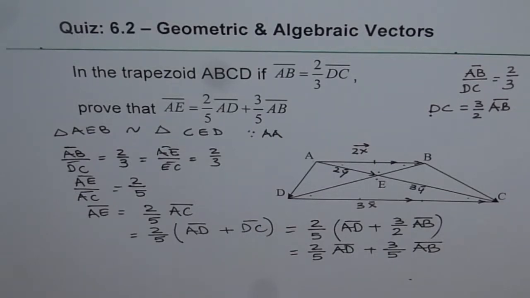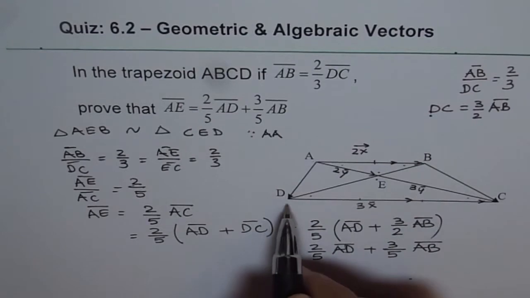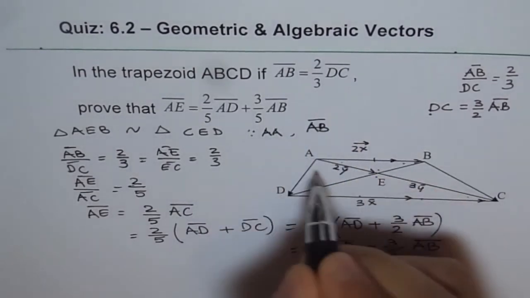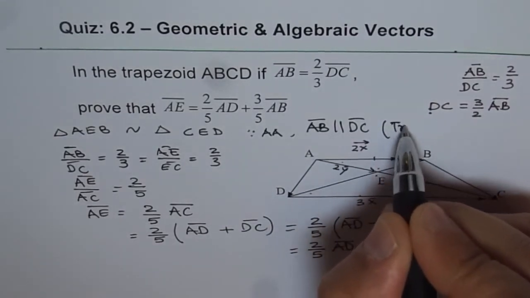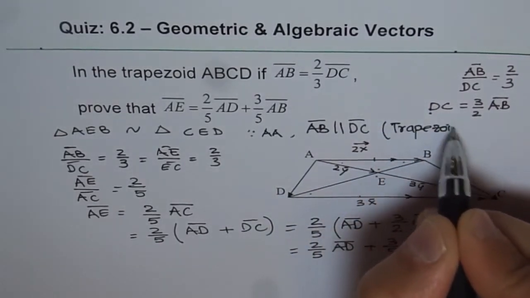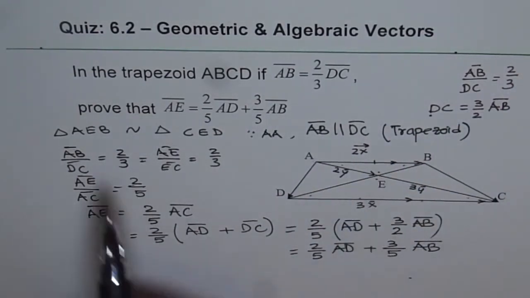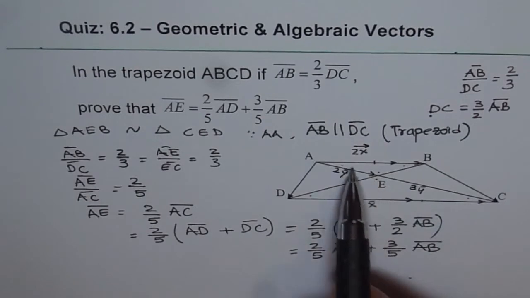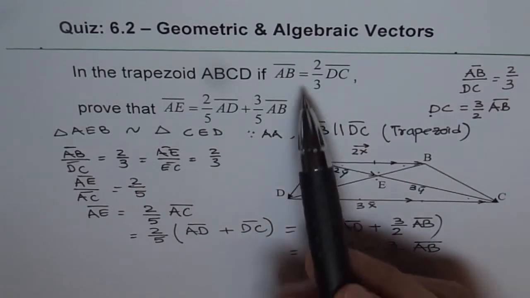So to solve this problem, what should we do? First step, in the trapezoid, AB is parallel to DC, right? We should write here AB is parallel to DC. Why so? Since it is a trapezoid. Now since they are parallel, the small triangle AEB is similar to this big triangle by the AAA property, angle, angle, angle. And their ratios of the sides are 2:3.